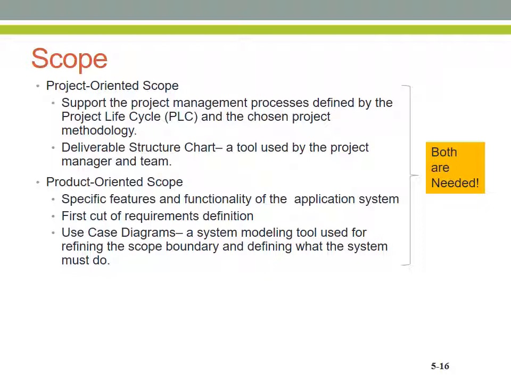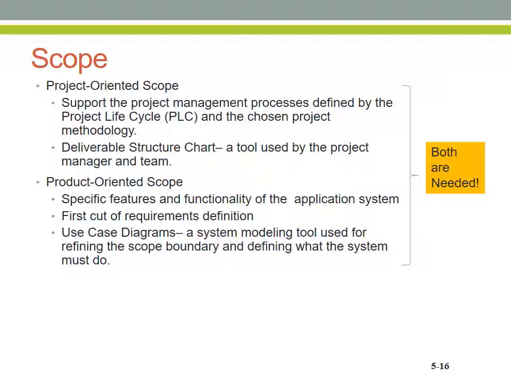There are, in fact, 2 types of scope, the project-oriented scope and the product-oriented scope. The project-oriented scope spans the entire life cycle of the project, from initiation to closing. It contains items such as the project charter, the project schedule, the project budget, project lessons learned, and all the kind of administrative documentation that is part of managing a project successfully. Typically, the project-oriented scope is documented in a deliverable structure chart.